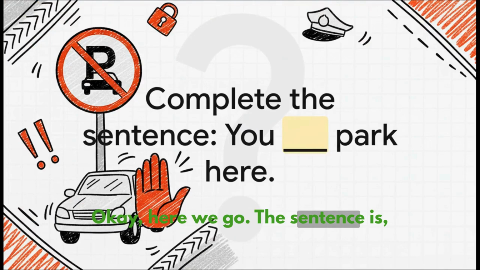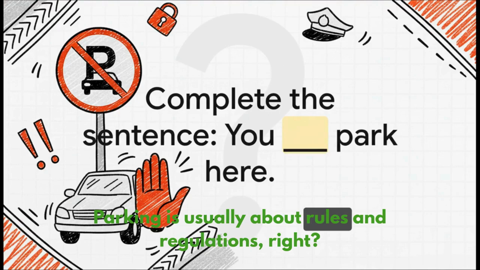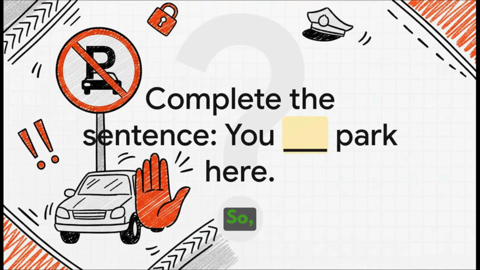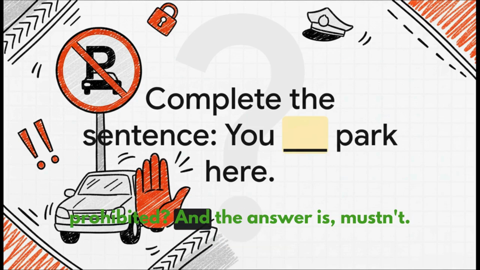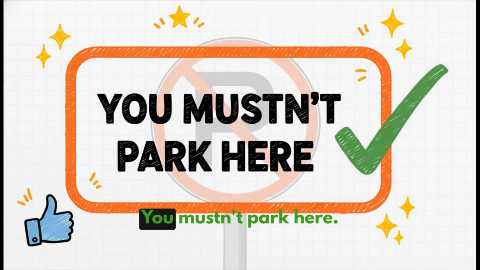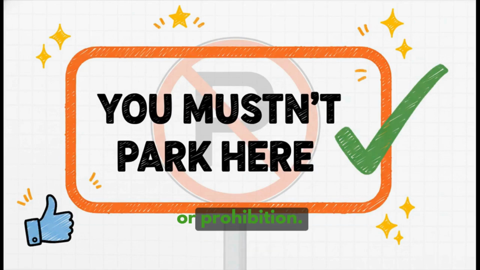Okay, here we go. The sentence is, you blank park here. Now think about the situation. Parking is usually about rules and regulations, right? So which negative modal would you use to say that it's prohibited? And the answer is mustn't. You mustn't park here. That perfectly gets across the idea of a strict rule or prohibition.